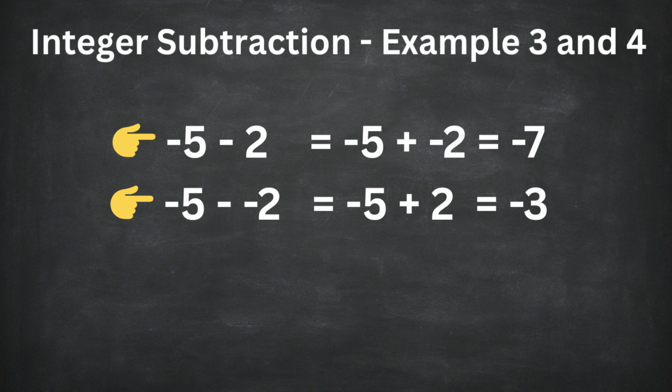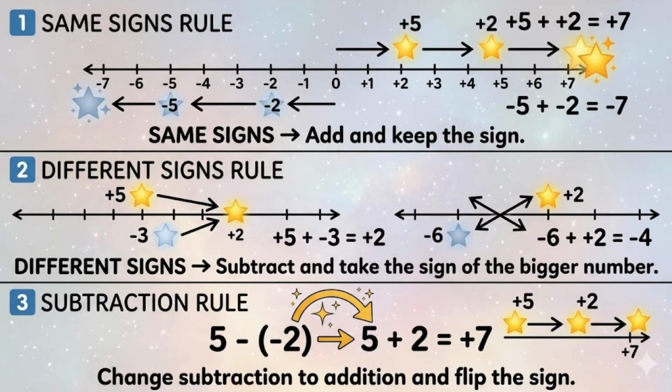So remember this clearly. When signs are the same, add and keep the sign. When signs are different, subtract and take the sign of the bigger number. And whenever you see subtraction, change it into addition and flip the sign. That's it. Integers are not difficult at all.